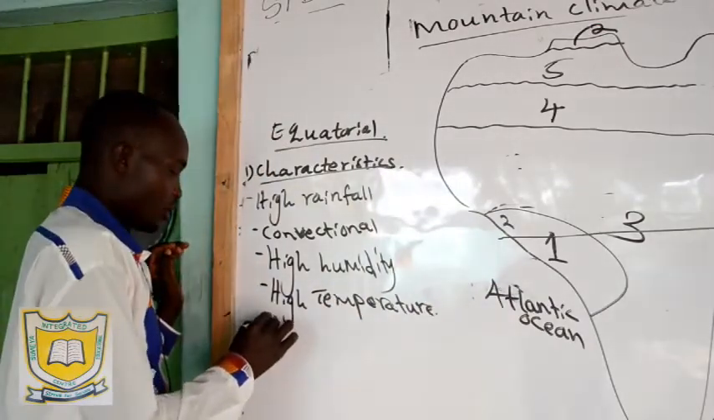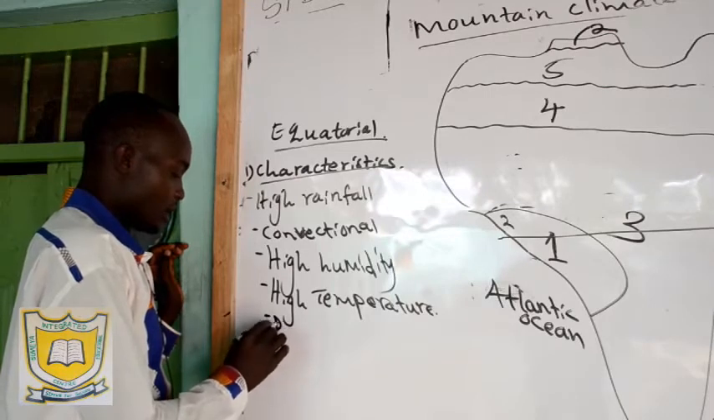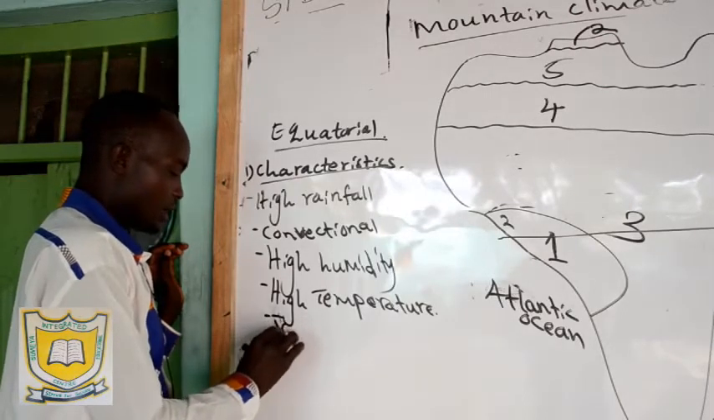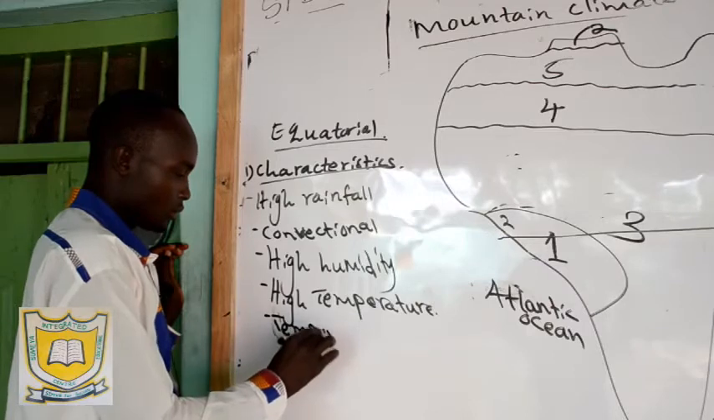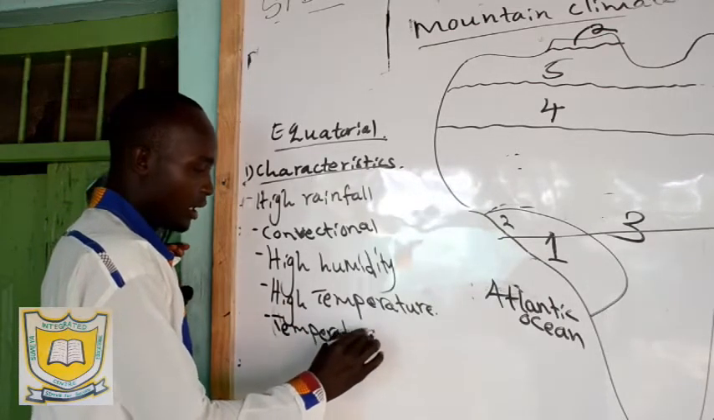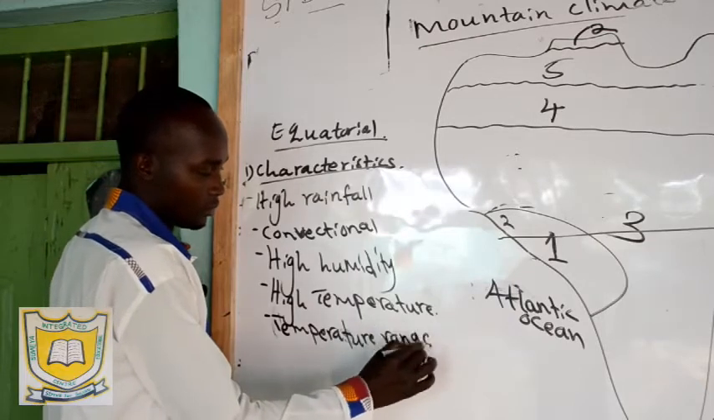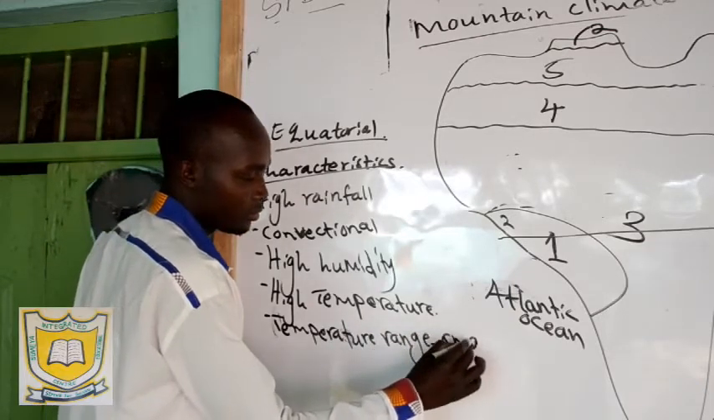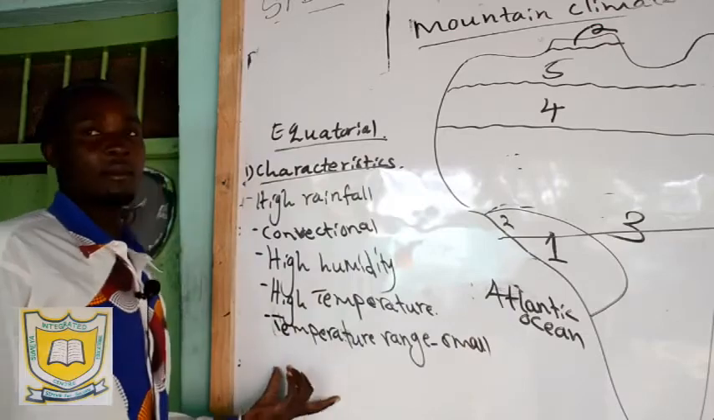Then we have what we call the temperature range is small. What do we mean by diurnal temperature range?